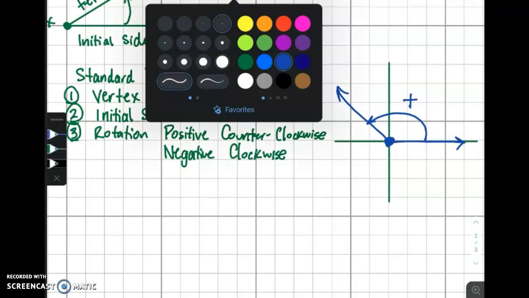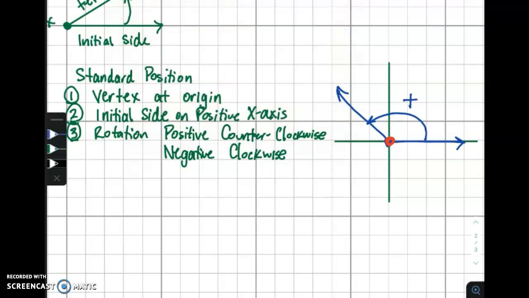And if I had a negative angle, I would start in the same location. So I'd have my vertex at the origin, my initial side on the positive x, but I would be rotating clockwise to a terminal position, to my terminal side. And so that is negative rotation.